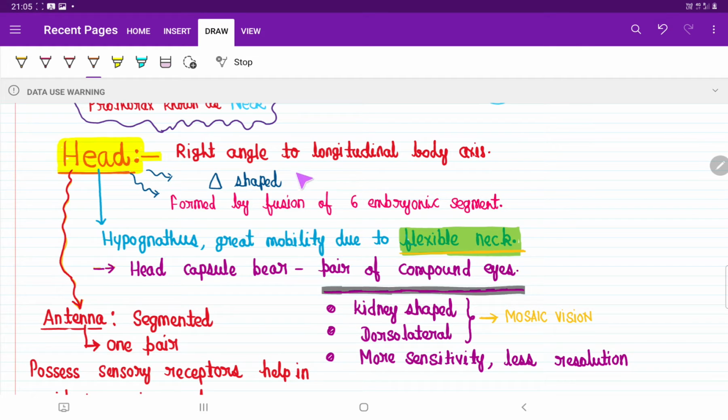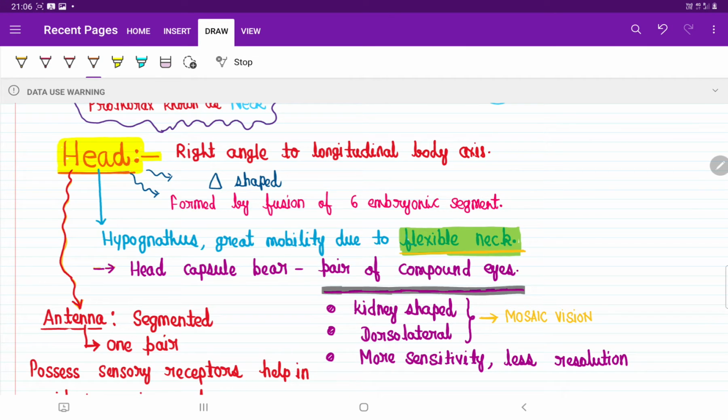See their head, student. When you see the cockroach head, you'll find that it is tilted downward. If you take the longitudinal axis of their body line, their head is arranged at a right angle. This kind of head is called a hypognathous head, and their head has great mobility. Why? Because of the flexible neck. What is this flexible neck, student?